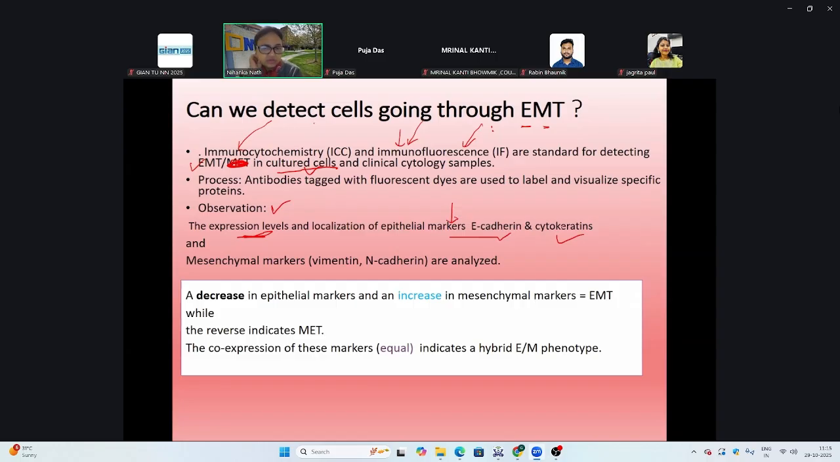And that's all you need to know. E-cadherin and cytokeratin. Cytokeratin is inside the cell. E-cadherin is like those staplers I showed you. So you look for these, which are epithelial markers, or you look for mesenchymal markers, because maybe the cell has mesenchymal traits. And so you look for vimentin and N-cadherin.